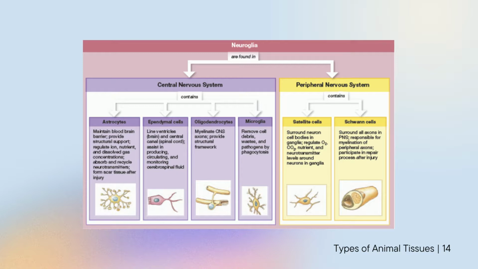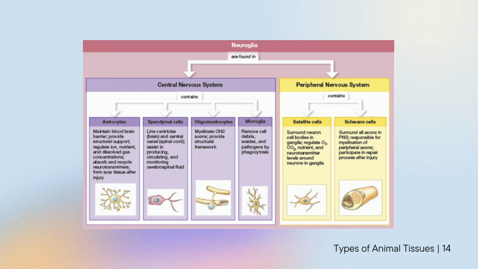Ependymal cells line ventricles. So they form the epithelial cells of the brain. They line the ventricles of the brain and the central canal of the spinal cord. It also produces the cerebrospinal fluid, the extracellular fluid in the nervous system. Oligodendrocytes are responsible for myelination in the CNS. It provides insulation of the CNS nerves and also provides structural framework. Microglia remove cell debris. So it engulfs pathogens and also other foreign materials. So its function is to remove unwanted materials that may invade the nervous system, central nervous system specifically.